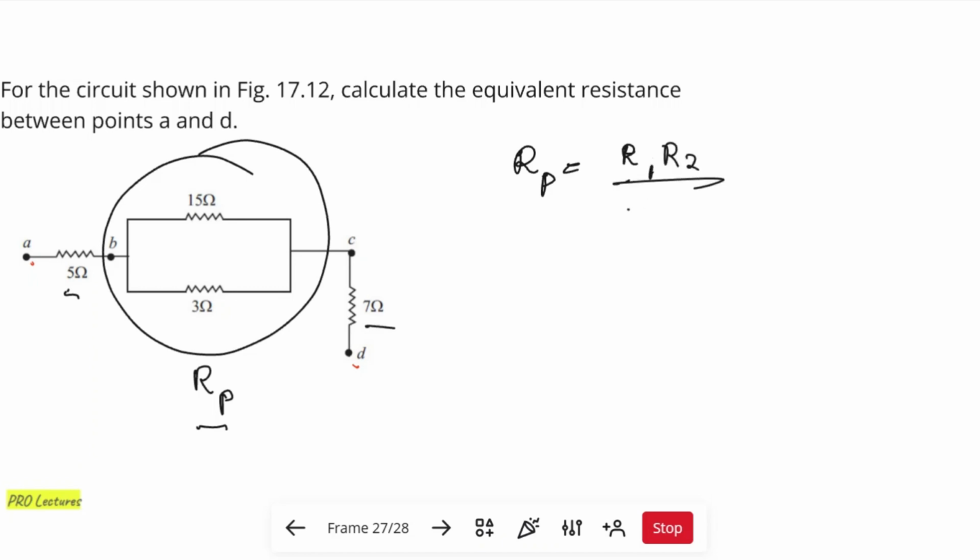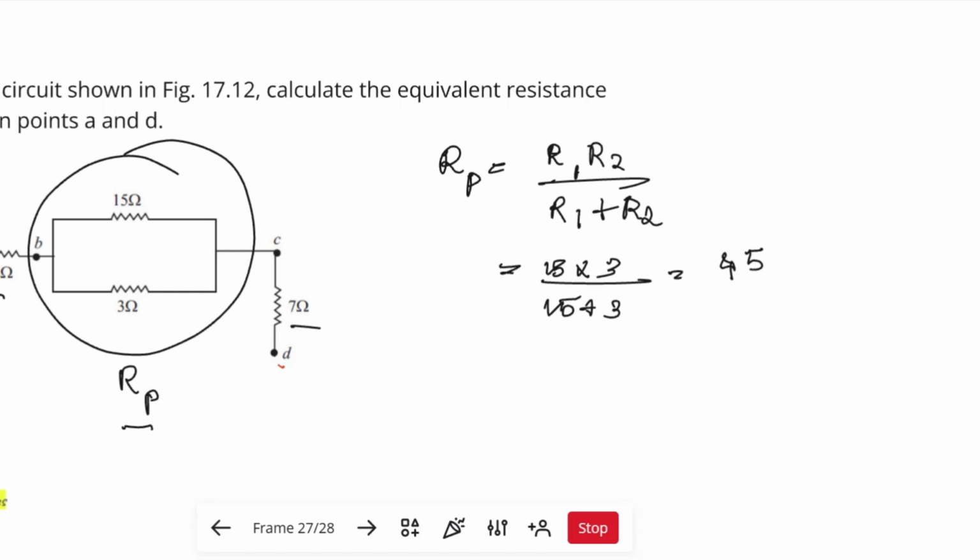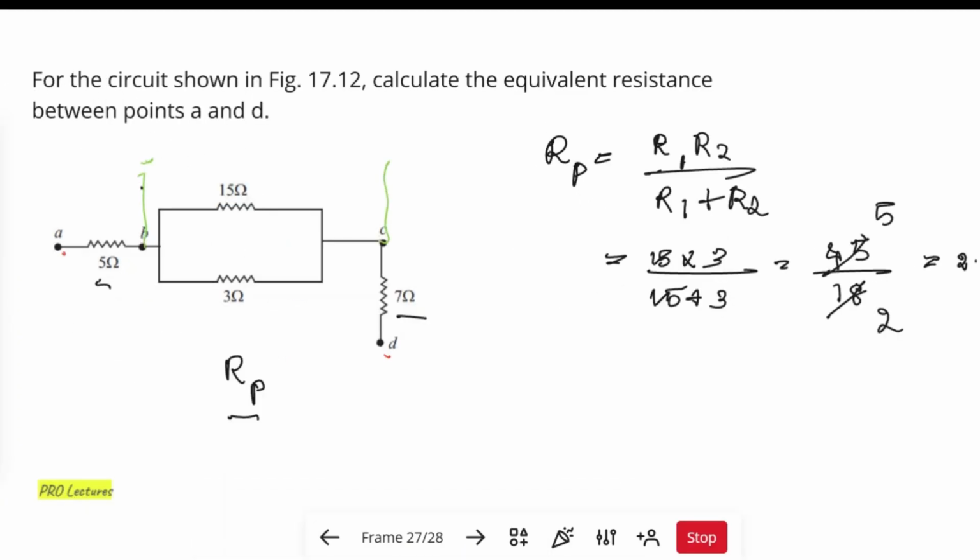R1 R2 by R1 plus R2, which is 15 into 3 by 15 plus 3. 15 threes are 45. 15 plus 3 is 18. This is 2, this is 5. So 2.5 ohm. Between the points B and C, the equivalent resistance we found is 2.5 ohm. Now this 5 ohm, 2.5 ohm and 7 ohm are in series.